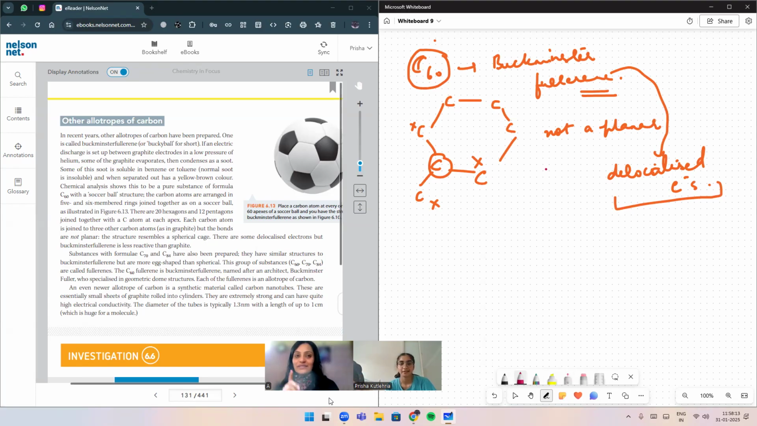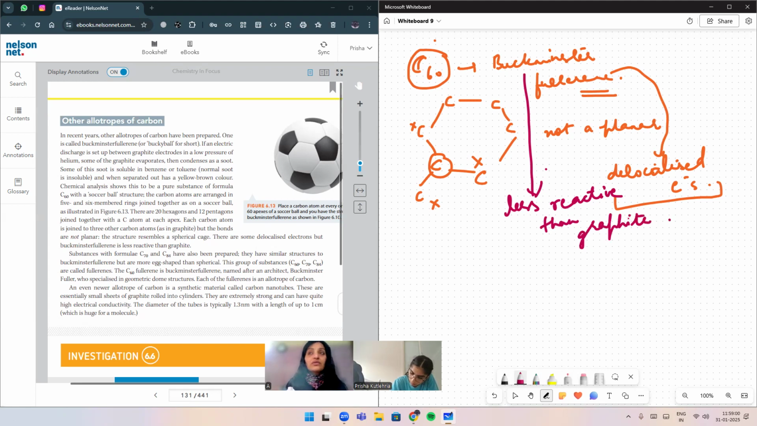So delocalized, as the word says, they're not sticking to one position. Localized means they are to be found at one particular place, right? But when we add the word de, it means they don't want to stick to one place. They keep on moving. So the delocalized electron effect is surely to be found in Buckminster fullerene, but they are less reactive as compared to graphite, because graphite has got the maximum delocalized electron effect, right? So when we talk about reactivity, Buckminster fullerene is less reactive when we compare it with the other allotrope of carbon, which is graphite, right?